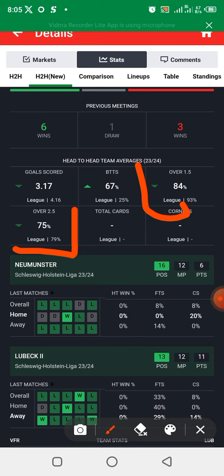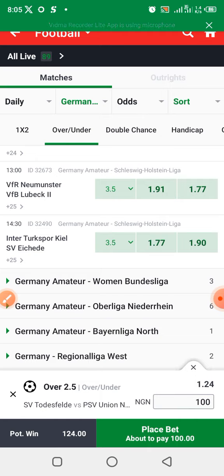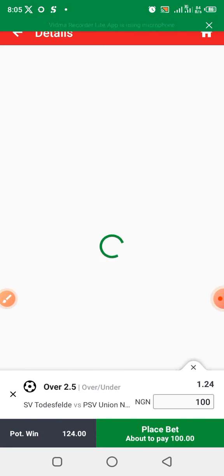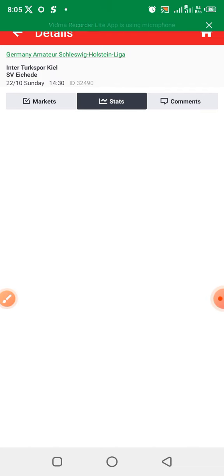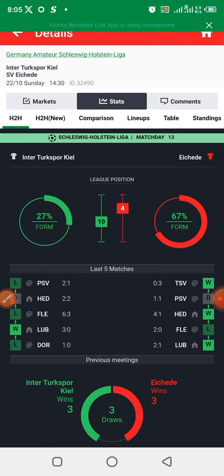But when you want to dedicate yourself to a particular strategy, you don't have to go away. We have so many games to go on with. So let us check the other games. That is this one, the game that is having 1.77 odd. Just click on it, then you go to the statistics and check if we should have something out of it. So go to the head-to-head now.